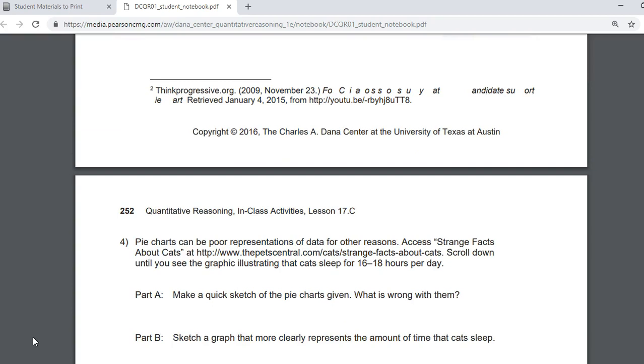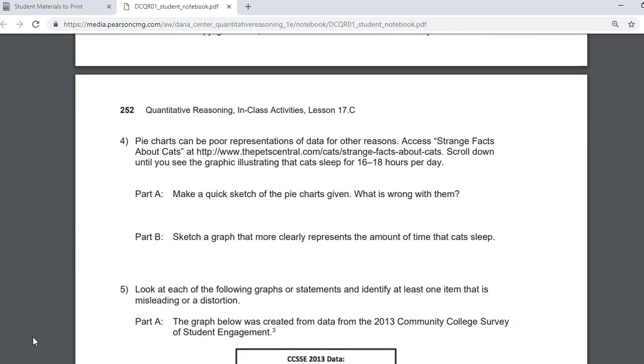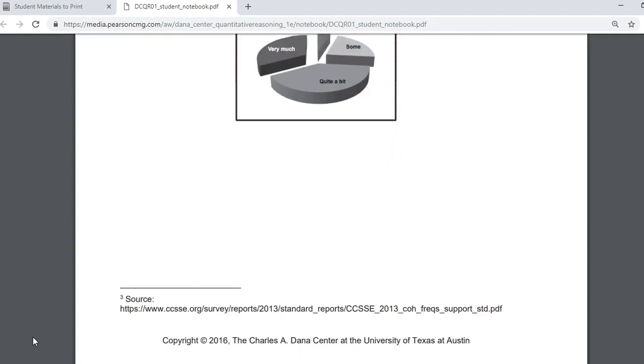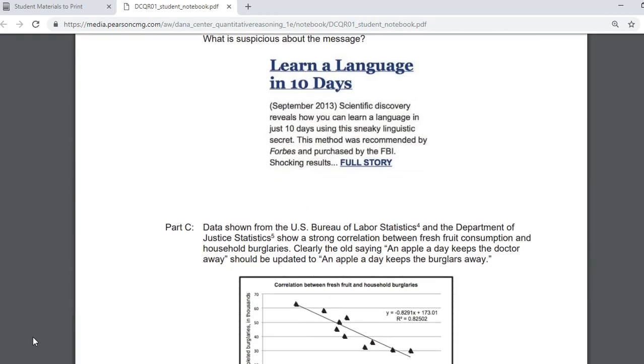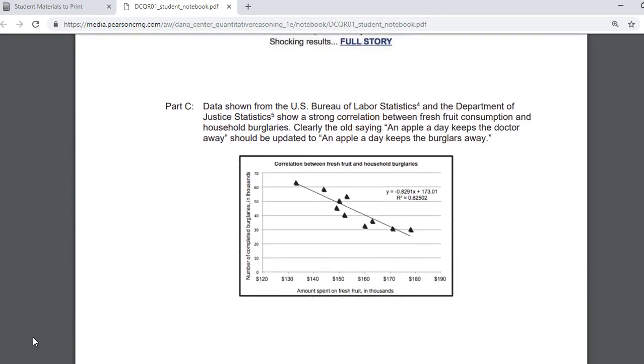And then here are the cats, where we were talking about their two pie charts and how they just didn't make sense. Can you report critically on what you're seeing? And here, when it was talking about if we are buying more fruit, we are having fewer burglaries. And can you report out academically that although there is a very strong correlation in this chart, correlation does not imply causation.